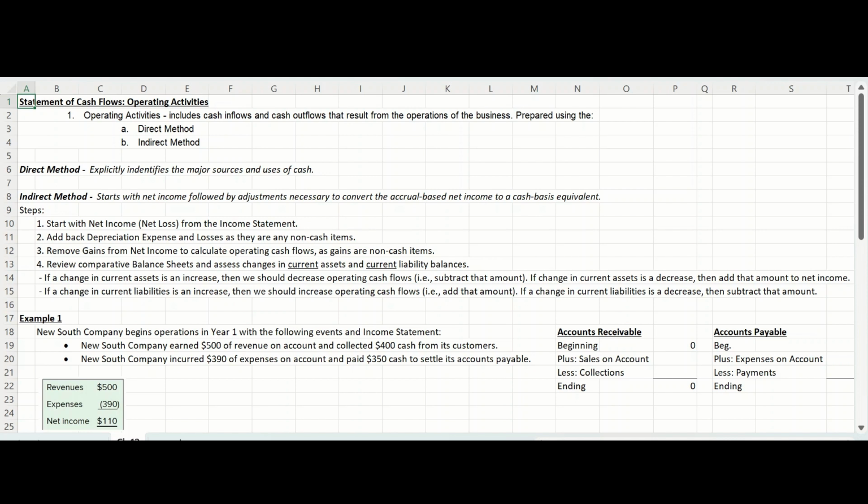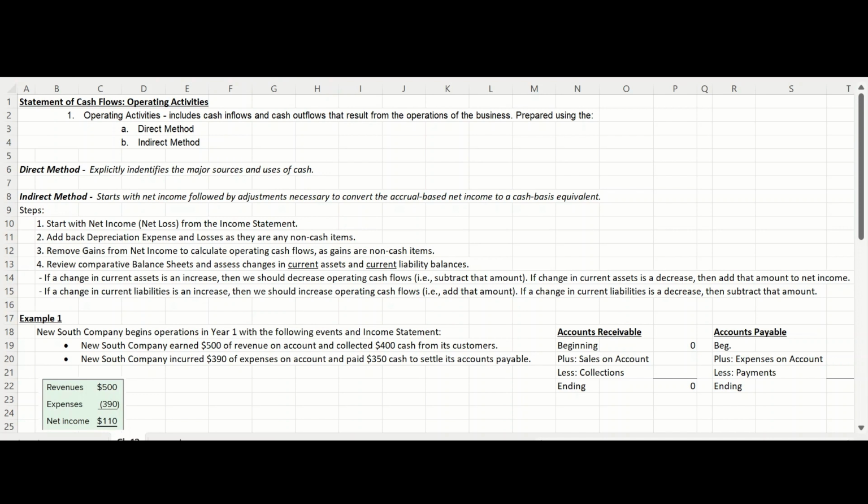So, when we're preparing the indirect method, there are a couple of steps to follow. The first step is to go to the income statement and find the net income or net loss and enter this as the starting point under the statement of cash flows operating activity section. Most differences between revenues and expenses recognized on the income statement and the cash flows are related to changes in the balances of the non-cash current assets and current liabilities. We'll get into these more in just a second.